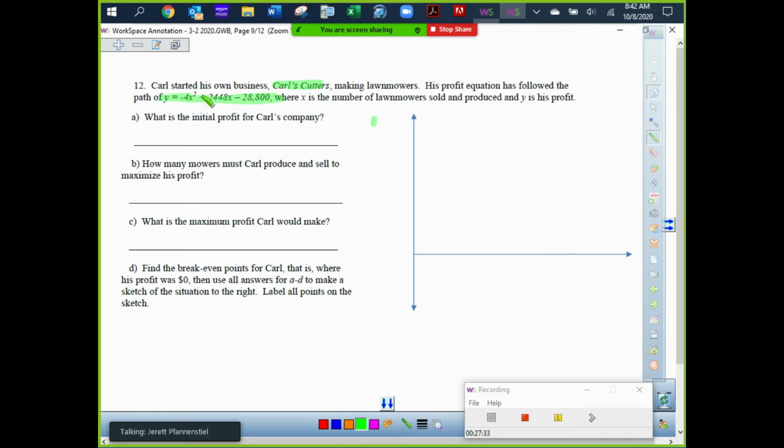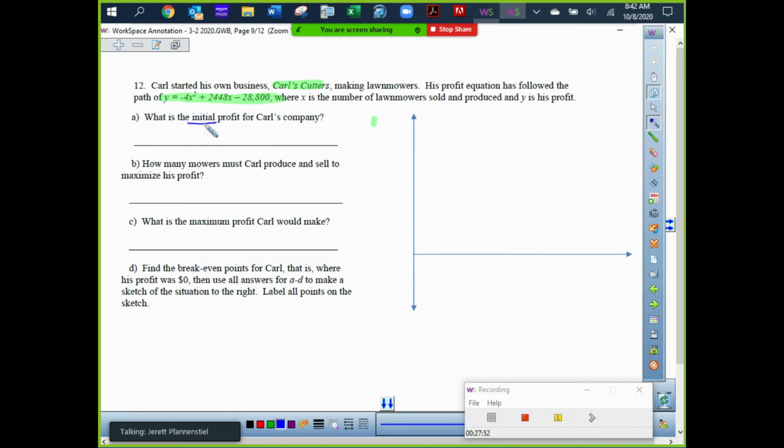We're going to talk more about profit next chapter, but his profit function is a parabola that opens down, where X stands for the number of lawnmowers sold and produced, and Y is his profit, how much he makes. You guys know that profit is how much money people are making, right? Okay, good. What is the initial profit for Carl's company?